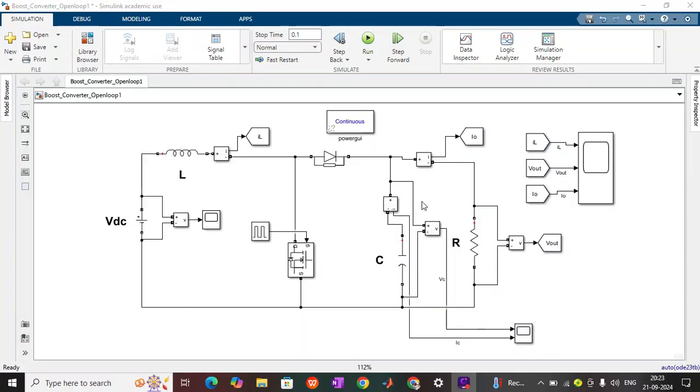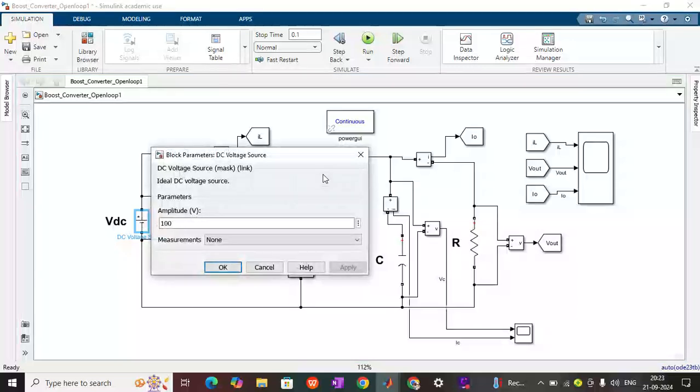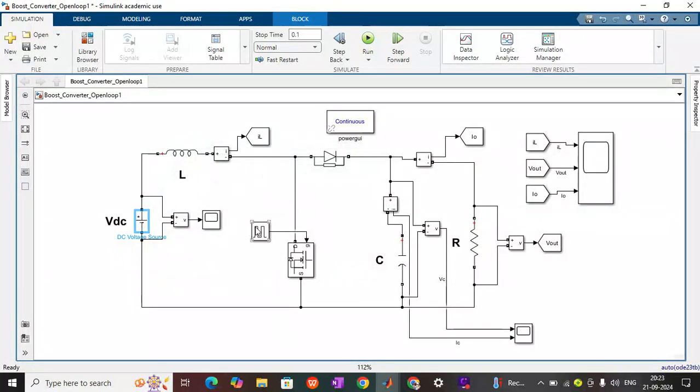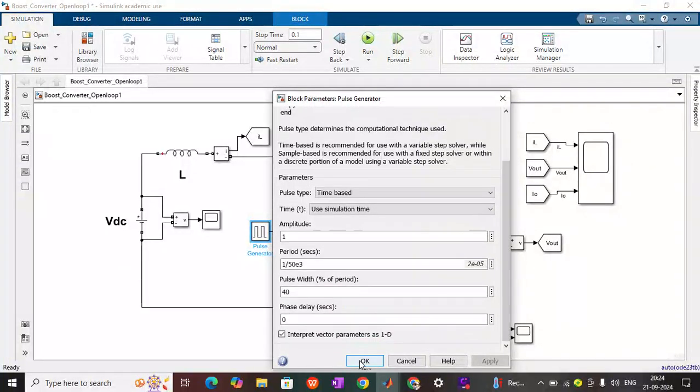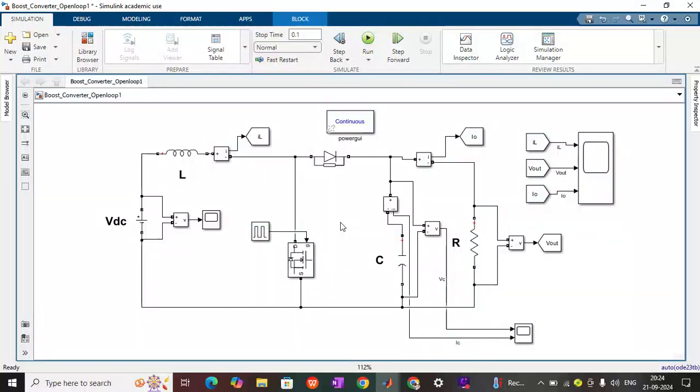So now we are here in the boost converter simulation. I have just drawn the boost converter circuit, and I am going to give the same input of 100 volt, and my pulse is again a pulse. How much pulse am I going to give? Pulse is 40%. So what output am I expecting? Nearby 160 volt, 166 something output will become.